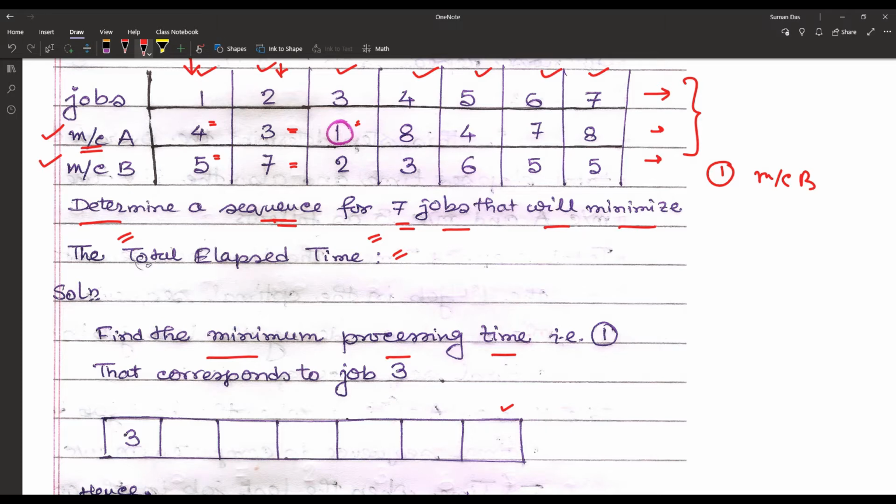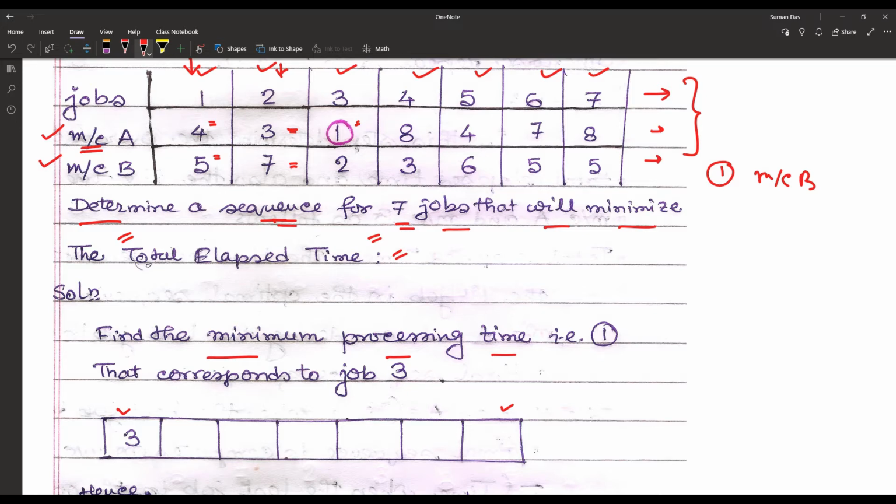Now another question can arise: what if there are 2 minimum processing times? Let's check with the other steps, we will find it. So the first thing, we have to find out the minimum processing time. If that comes from machine A, then we write it at the first of the sequence, and if it comes from machine B, then we write it at the last.